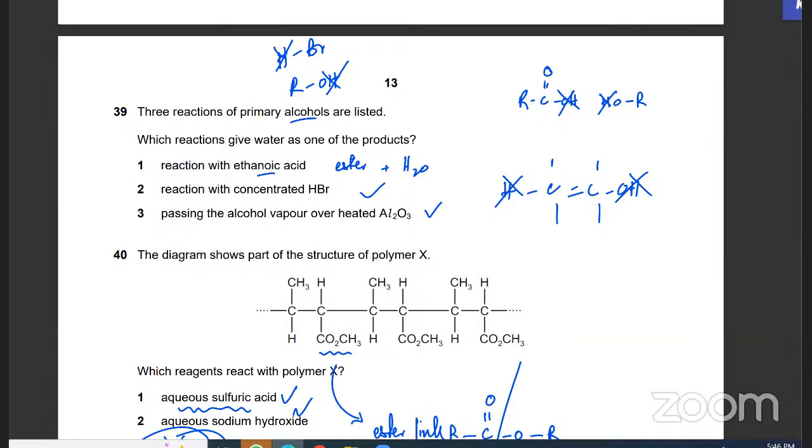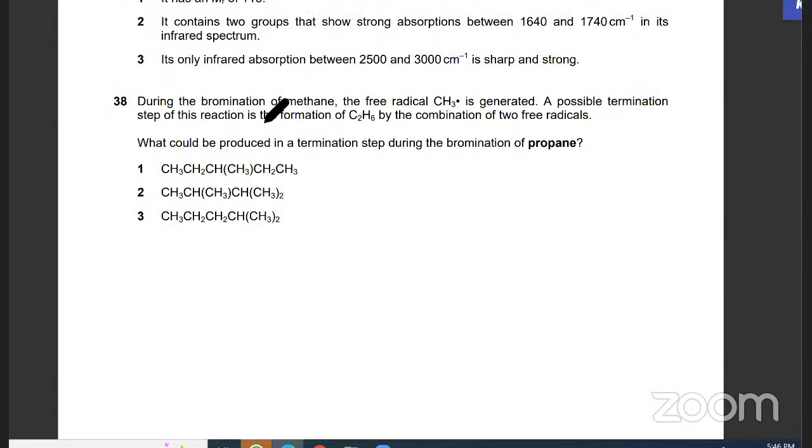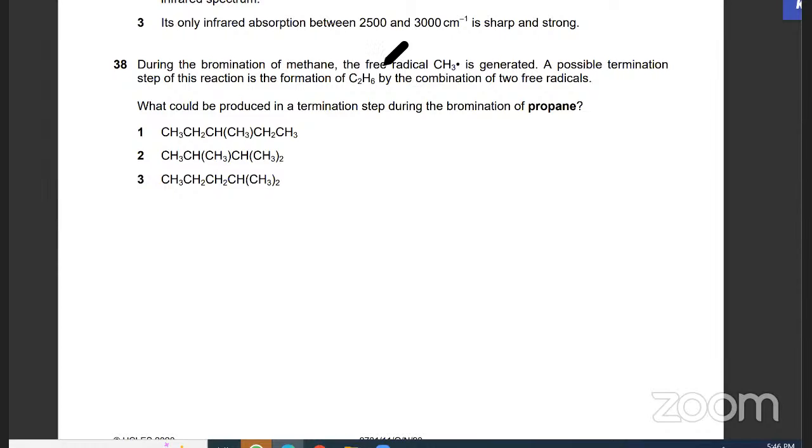So now moving to the previous one, question 38. During the bromination of methane, the free radical methyl is generated. A possible termination step for this reaction is the formation of C2H6 by the combination of two free radicals. What could be produced in a termination step during the bromination of propane?